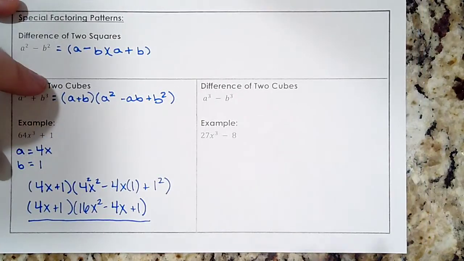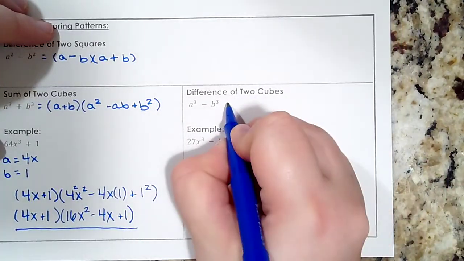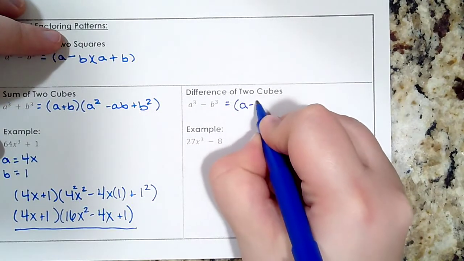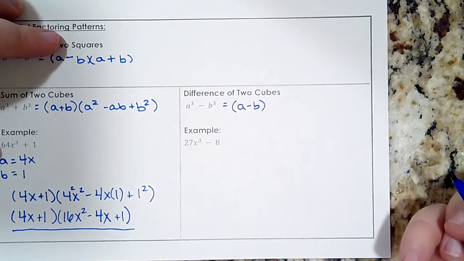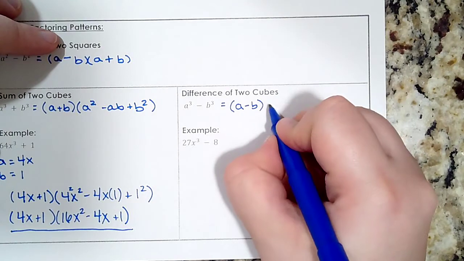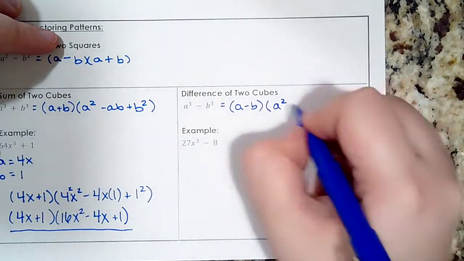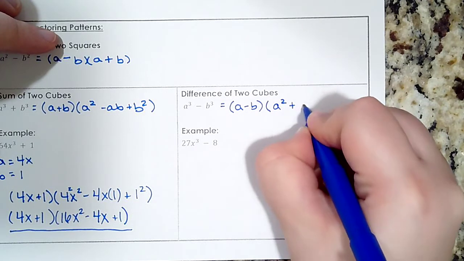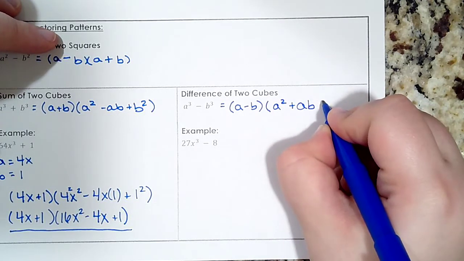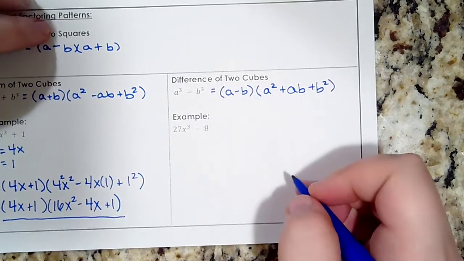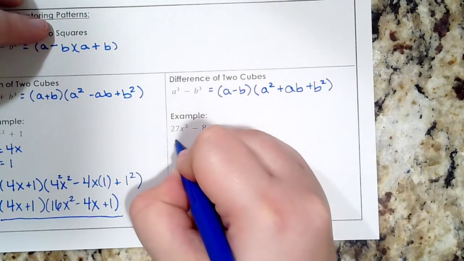All right, let's jump over to difference of two cubes. Same exact formula with slightly different signs. Instead of having a plus b at the beginning, I have a minus b. And then instead of having a minus sign inside of my second set, I just have plus signs. So plus ab plus b squared. And I hope you remember these formulas and that most of this is review, but if it's not, that's okay too.